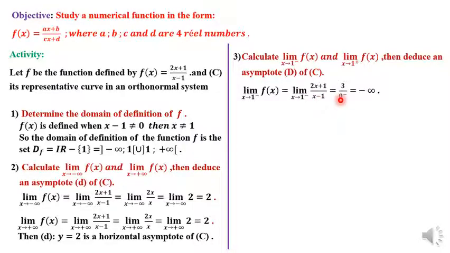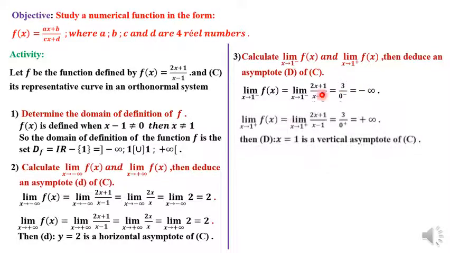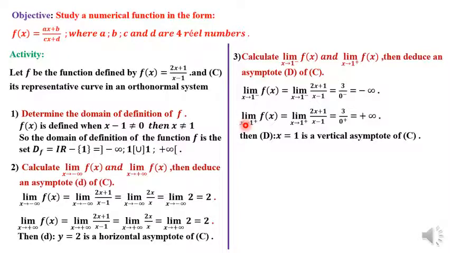3 over 0 minus equals minus infinity. The limit of f(x) when x tends to 1 plus equals the limit as x tends to 1 plus of (2x + 1)/(x - 1). Replace x by its value, we get 3 over 0 plus. Why 0 plus? We have x tends to 1 plus, so x - 1 is greater than 0, so 0 plus.